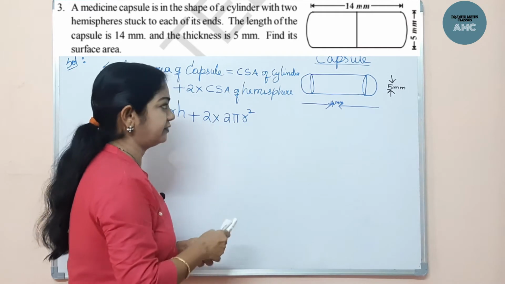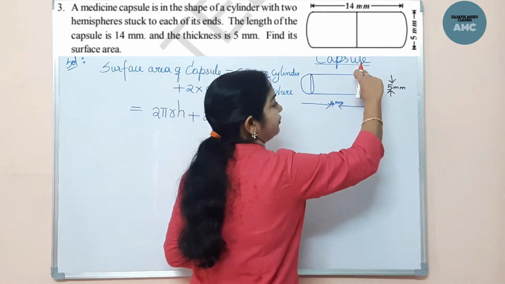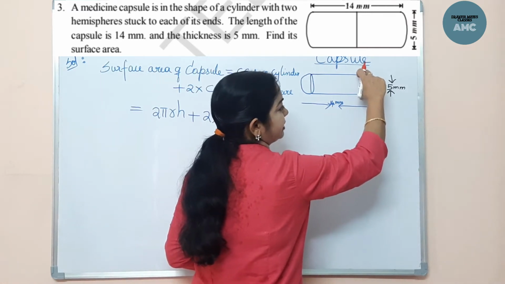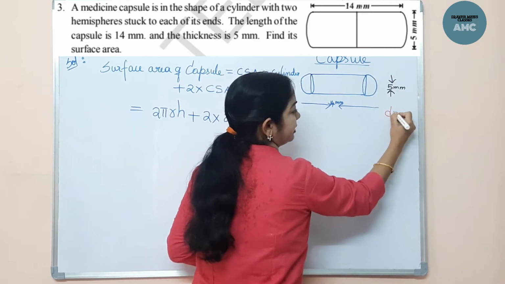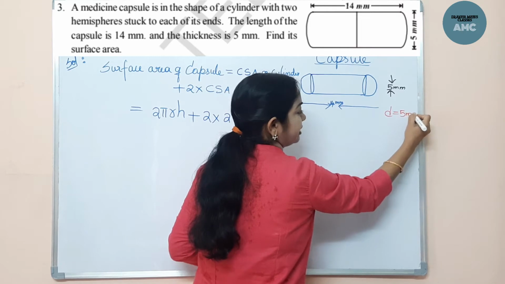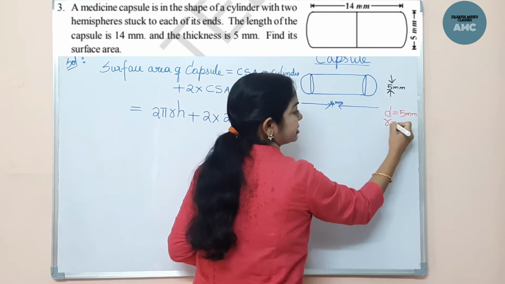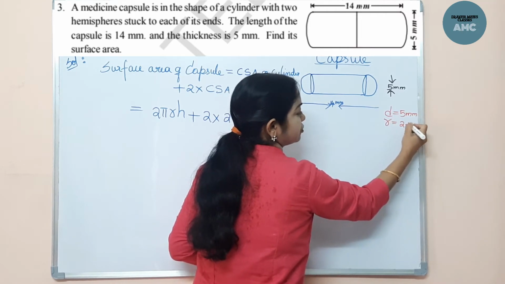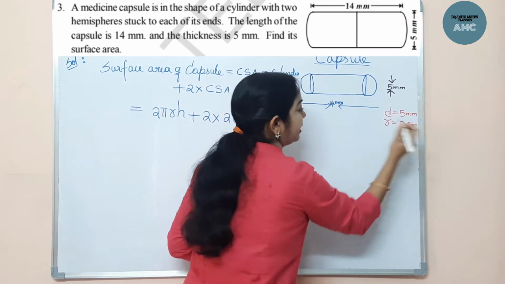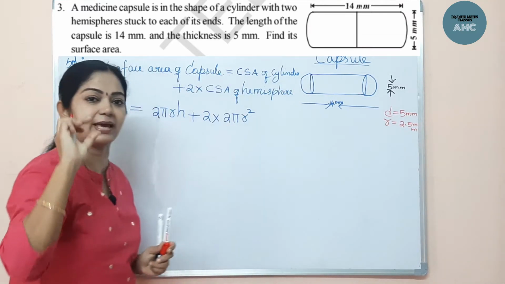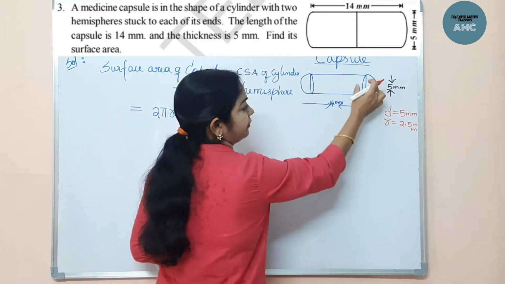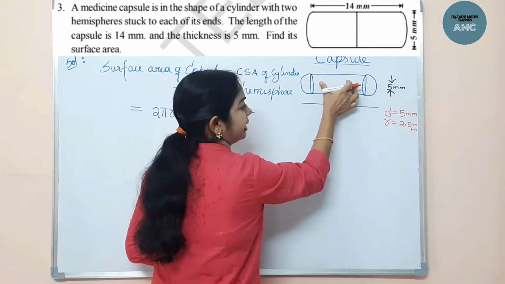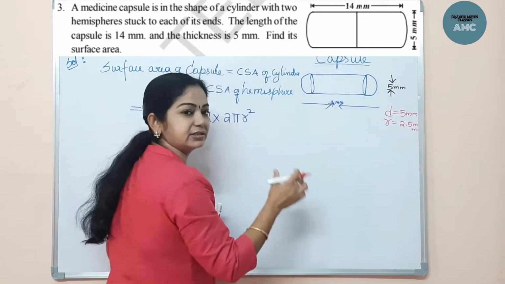If you see clearly, this is the width of the capsule. That means this is clearly the diameter. The diameter is given as 5 millimeters, so the radius is 5 by 2, that is 2.5 millimeters. Because it is a capsule, the dimensions are in millimeters. Now here we got r. Now we want the h of the cylinder.